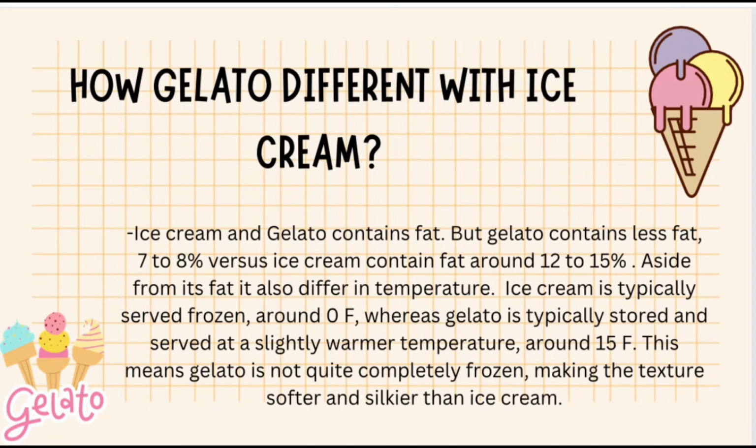Ice cream is typically served frozen around 0 degrees Fahrenheit, whereas gelato is typically stored and hand-served at a slightly warmer temperature, around 15 degrees Fahrenheit. This means gelato is not quite completely frozen, making the texture softer and silkier than ice cream.